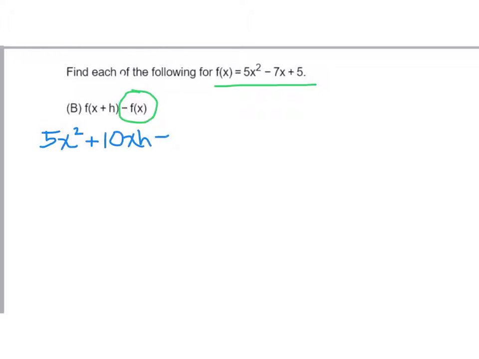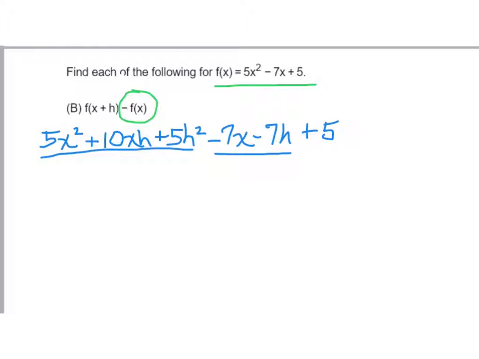That is positive, and that is plus 5h squared, but in the next part, minus 7 times the quantity x plus h was minus 7x minus 7h plus 5. So be absolutely sure that you actually copied down the right thing from the last step. f of x plus h is 5 times (x plus h) squared, which gave us this, minus 7 times (x plus h) gave us minus 7x minus 7h, and then we had plus 5 on the end of it.